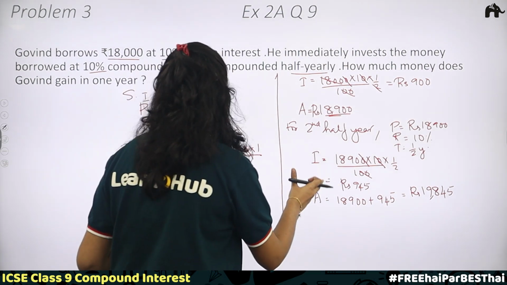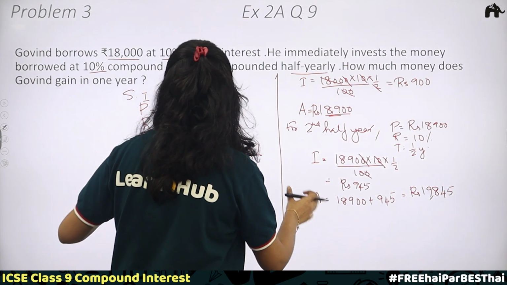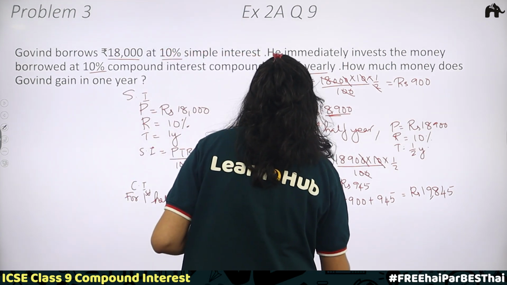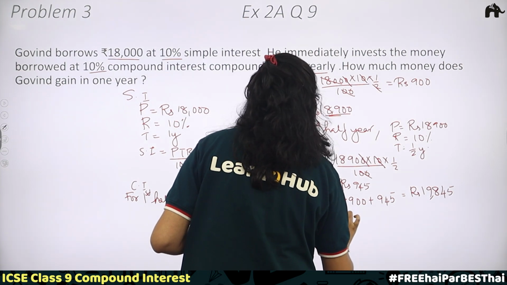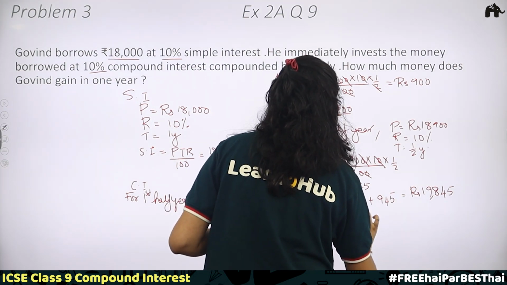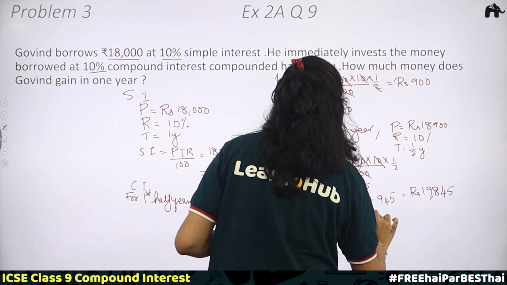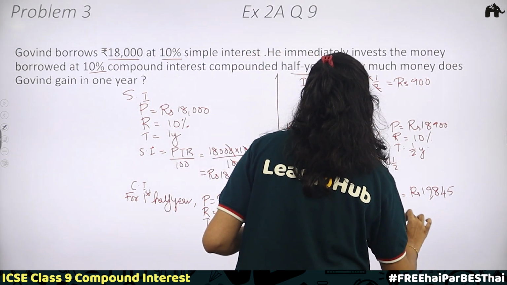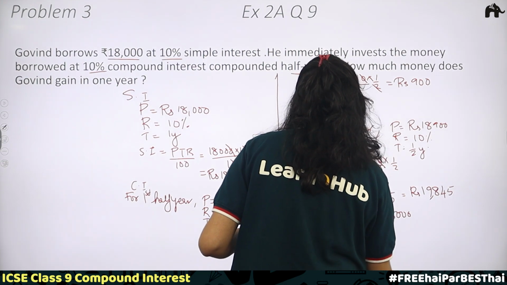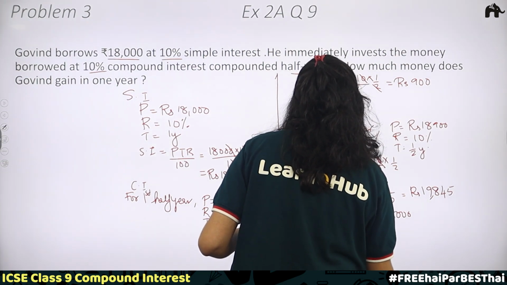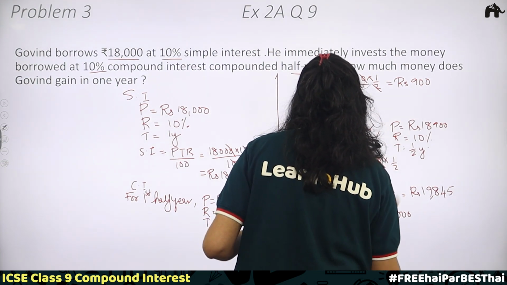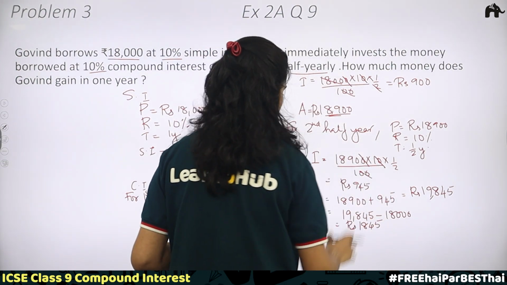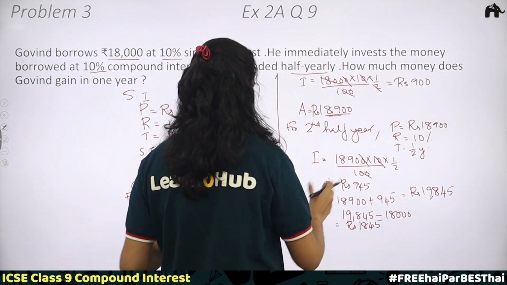Subtracting this final amount from the initial principal, you will be getting the compound interest. Here the compound interest is equal to final amount 19,845 minus initial principal, which is 18,000, that is equal to rupees 1,845. Okay, compound interest is rupees 1,845.